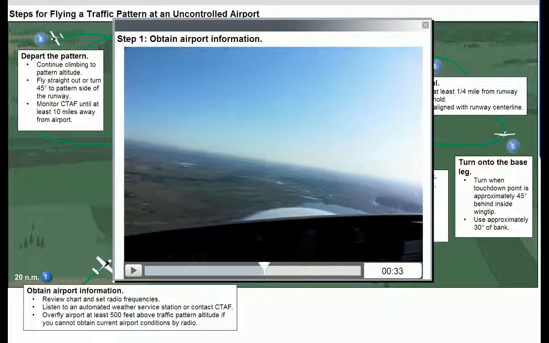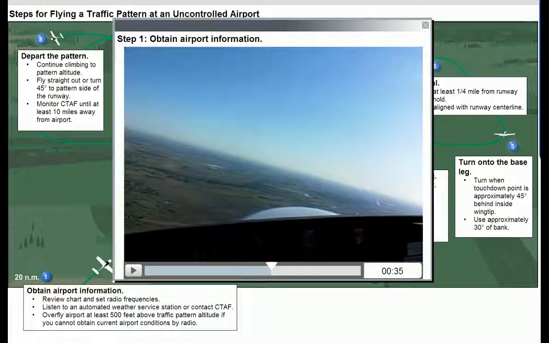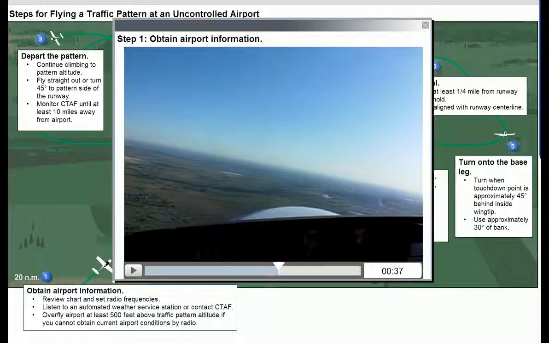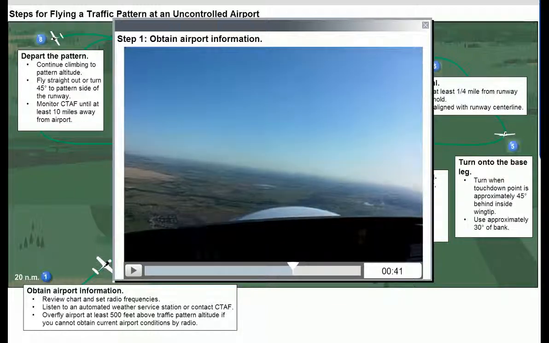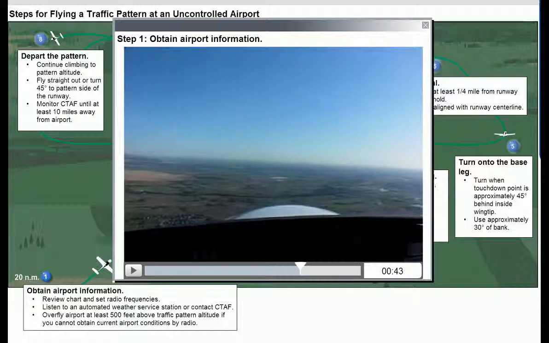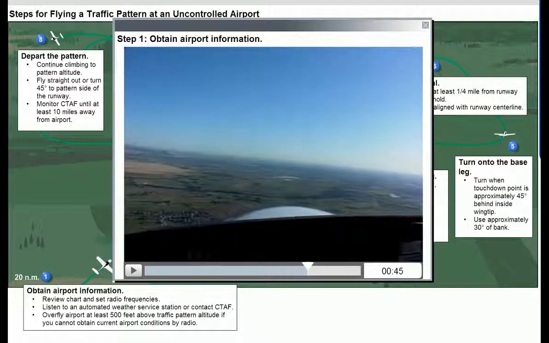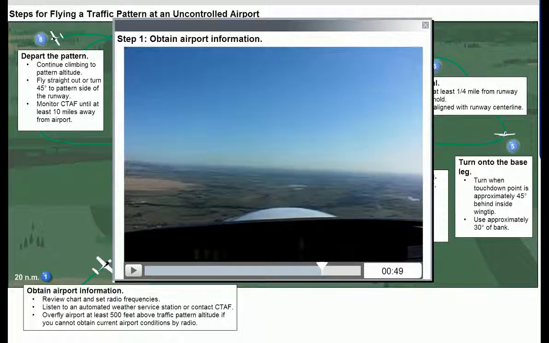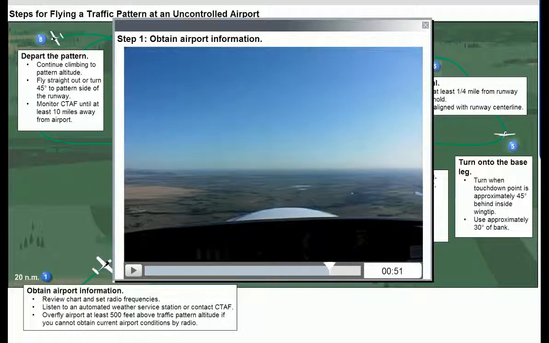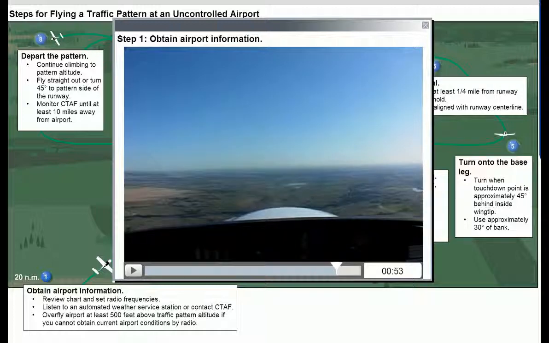Longmont Vance Brand Airport, automated weather observation, 1754 Zulu weather. Wind 270 at 7, visibility 10, clear below 12,000, temperature 14 Celsius, altimeter 2967, remarks, density altitude 6,500. Longmont Vance Brand Airport, automated weather observation.